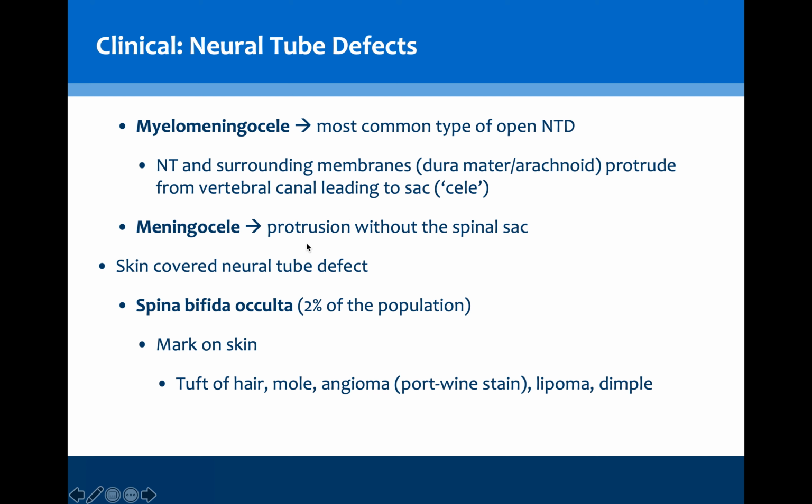And then you get these closed neural defects that actually are in 2% of the population, spina bifida occulta being the most common. And you see them as a mark on the skin, be that a tuft of hair, a mole, an angioma, a dimple, or a lipoma. And effectively, there is the protruding of spinal canal contents, but they're covered with the ectoderm, or the skin ectoderm that we discussed earlier.